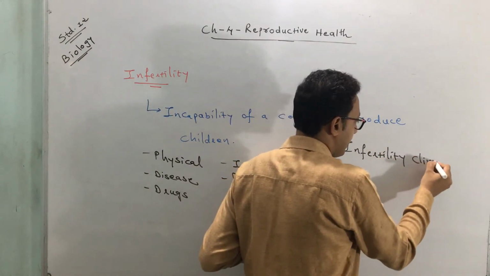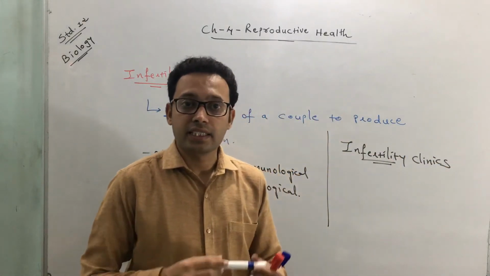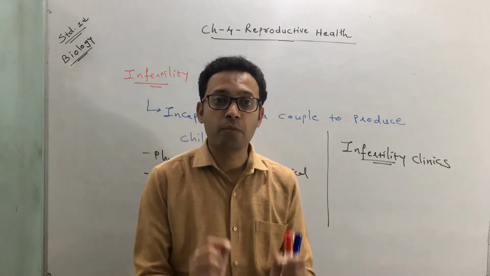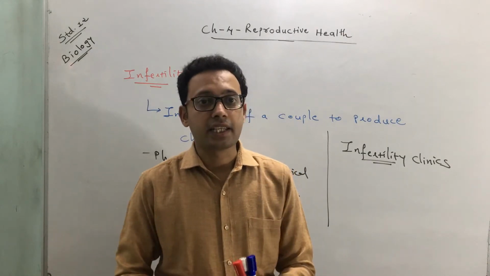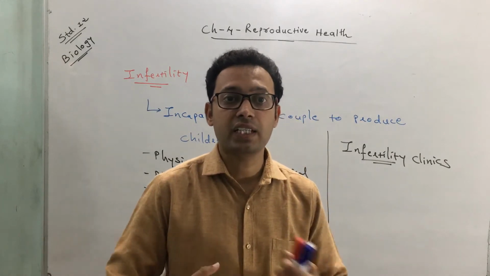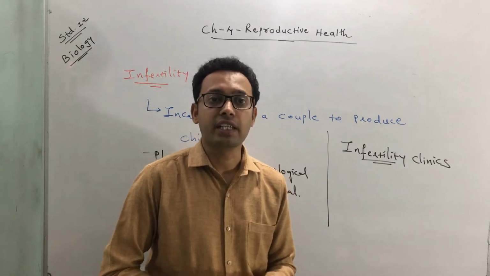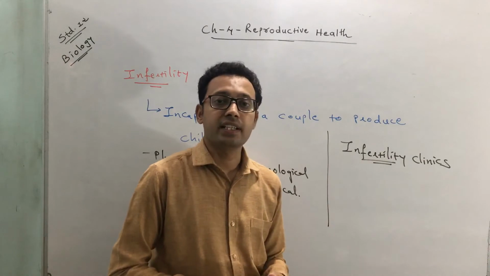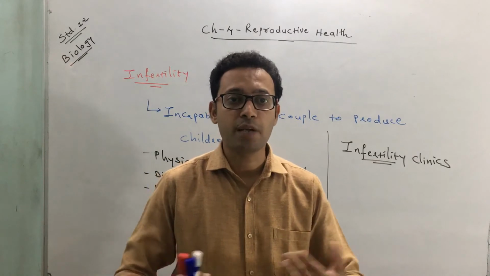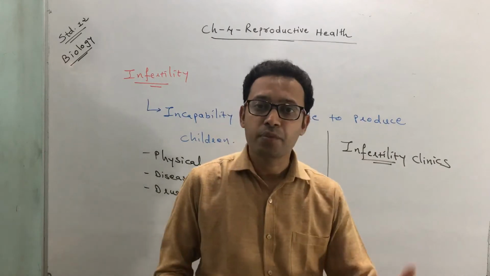What are they called? Infertility clinic. Okay, so infertility clinics are the healthcare setups where they deal with detection of the problem of infertility. Once it is detected, they try to correct it. That means they implement corrective measures, so that a couple might have children in future. So this is called an infertility clinic. That means they give whatever treatment is required, depending on the type of cause. Whatever treatment they require, these infertility clinics provide.